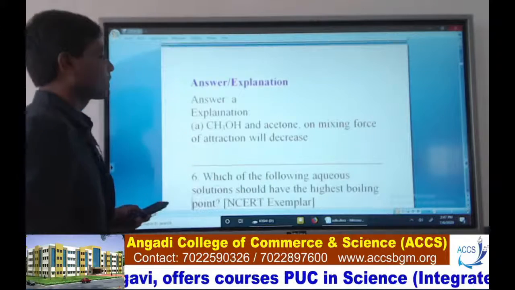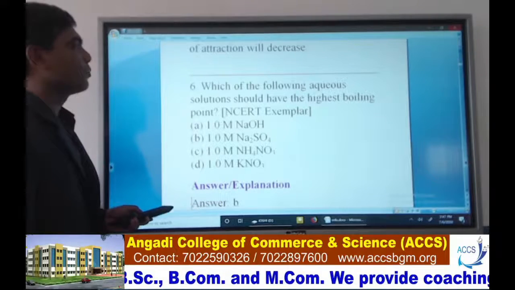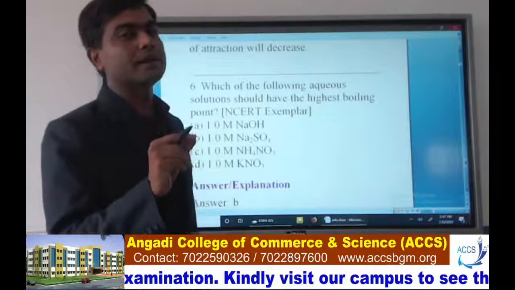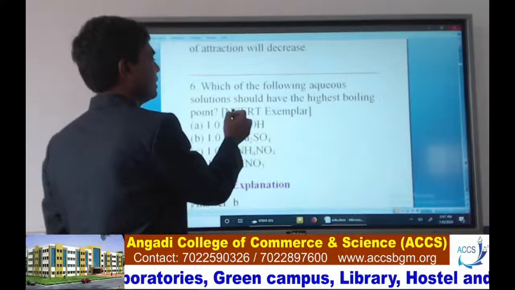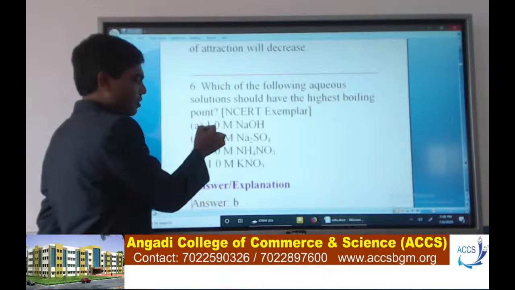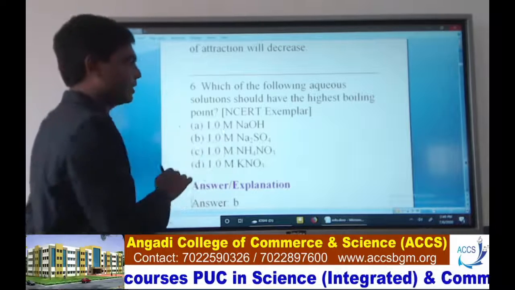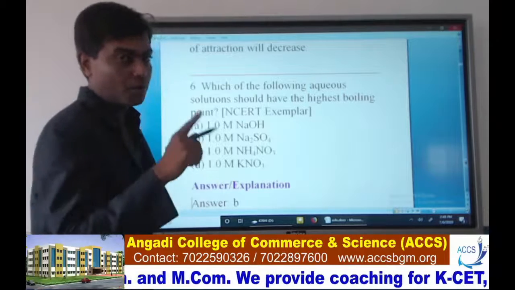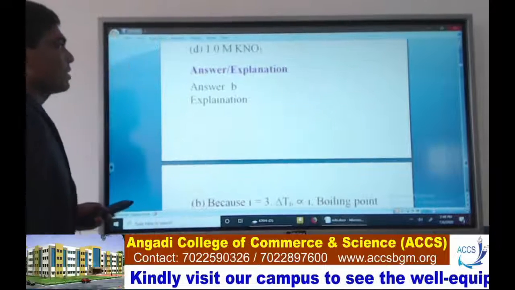Okay. Next question. Which of the following aqueous solutions should have the highest boiling point? Again, when you go for different types of solution, boiling point matters, because of the force of attraction only, we have to think about the boiling point. He has given some of the compounds. What is the concentration first here? All are 1 molar concentration. But the compounds are different: NaOH, Na2SO4, NH4NO3 and KNO3. And you know, according to Van 't Hoff factor, the number of ions decides the boiling point. Okay. So what will be the answer?